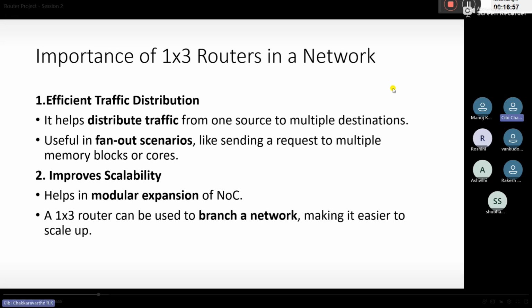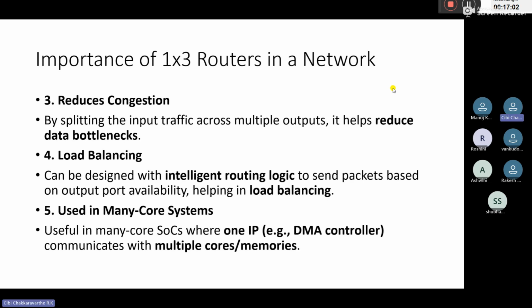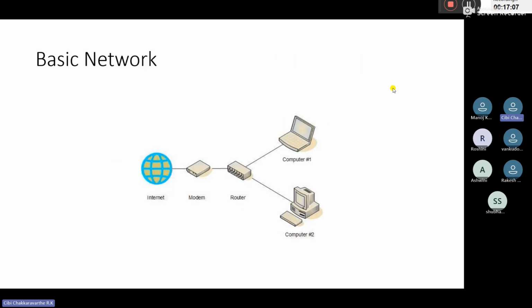So to avoid that, we are using routers. And see, load balancing reduces congestion and is used in many core systems.